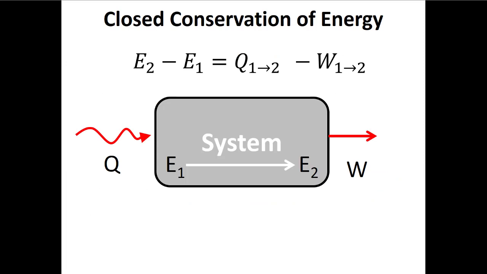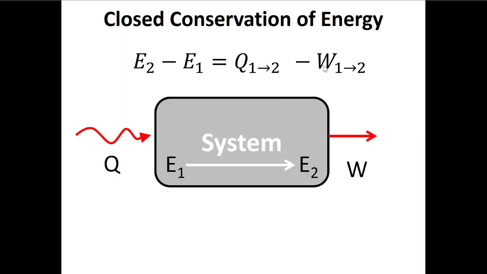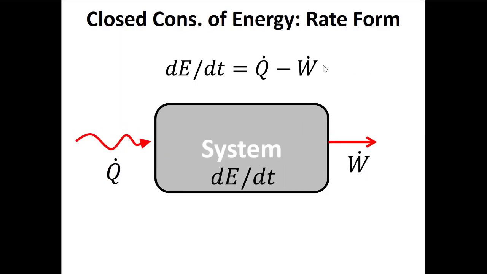So remember when we were talking about closed systems, we had the change of energy in the system is equal to the heat transfer in minus the work that goes out. Right? Now, we could take a rate form of this equation. Basically, we divide all the terms by delta t and take the limit as delta t goes to 0. And now this starts to look a little bit like our conservation of mass equation.